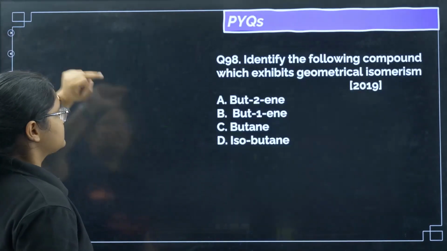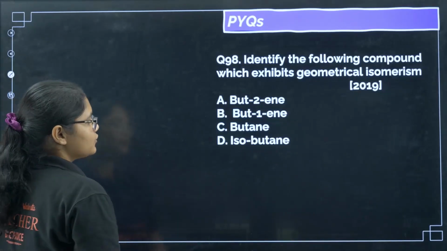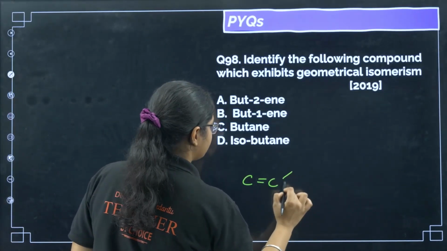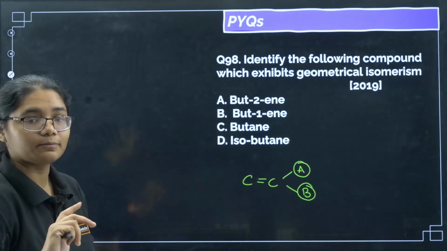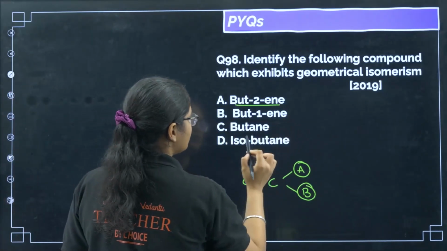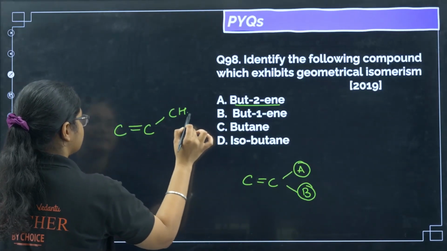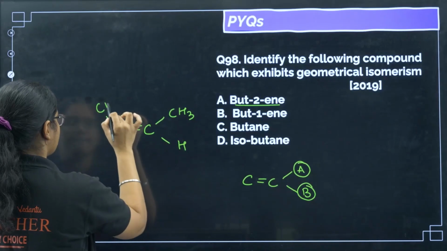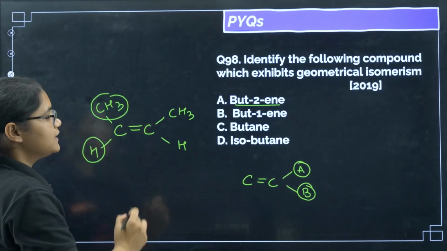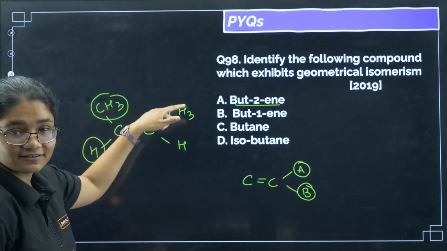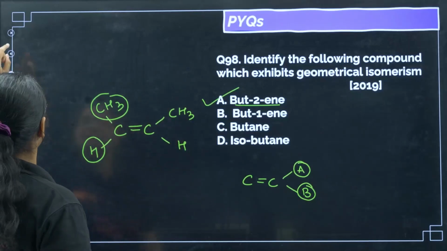Next, identify the following compound which exhibits geometrical isomerism. For geometrical isomerism, you should have 2 things. Suppose A and B are there, this A and B should be different, they cannot be the same group. If I see but-2-ene, I can draw it like this. So this will have cis, you can see A and B are 2 different groups. This is the cis form, and if I draw CH3 here and H there, that will be the trans form. So we will have geometrical isomerism in option number A.